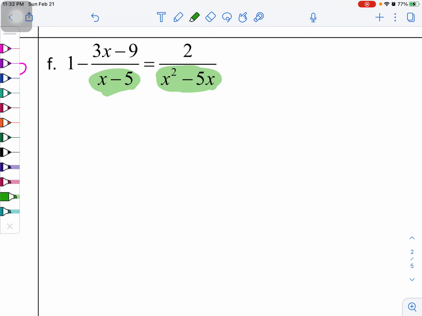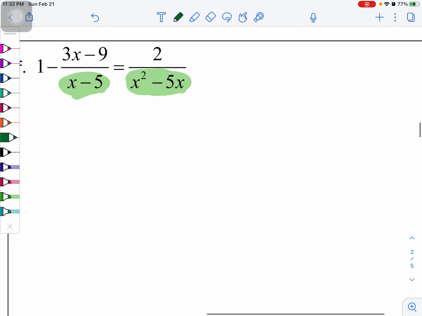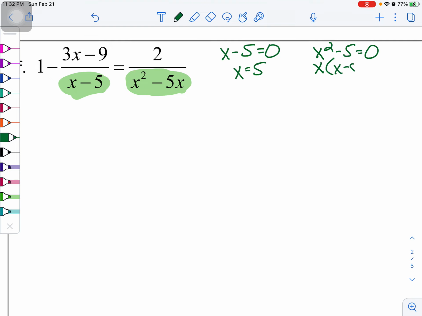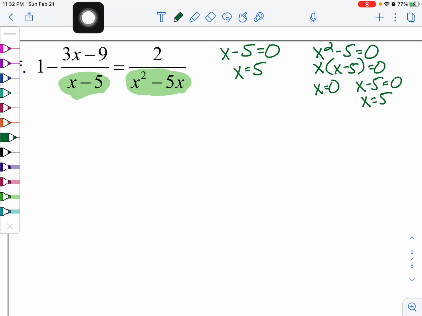As far as the things that actually matter for domain restrictions, we've got x minus 5 and x squared minus 5x. So let's go ahead and take each one of those, set it equal to 0. So x minus 5 equals 0, x squared minus 5x equals 0. So if I solve this one, I'm going to get 5. I'm going to factor first here and then solve. So x equals 0, x minus 5 equals 0.